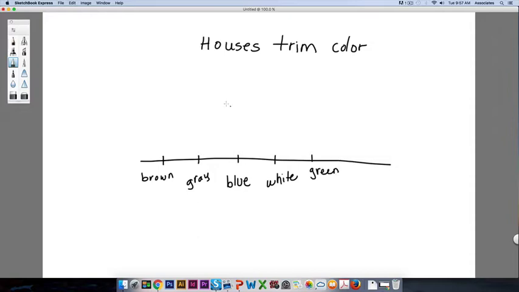Now all we need to do is put a dot for each one. It said there were 2 brown houses, so put about the same size. They should be equal. Gray, there were 3 houses. Blue, there were 2 houses. There were 4 houses that had white trim. And 1 house with green trim. And now we have our dot plot.